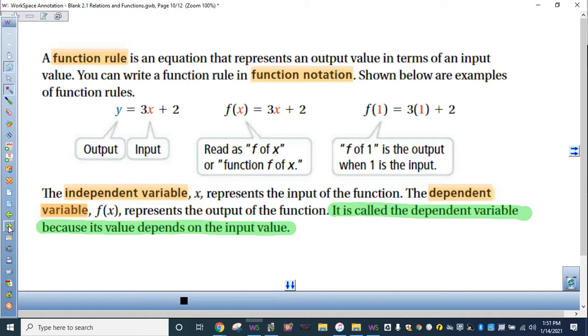All right, so it says a function rule is an equation that represents an output value in terms of an input value. That's where like half of you stop paying attention, in that first sentence, right? You can write a function rule in function notation. Shown below are examples of function rules. So output is the y value, input is the x value. Input is the independent variable, output is the dependent variable. Okay? Because depending on what x value you choose, that influences what the y value will be. So that's why the y value depends on the x value you choose.